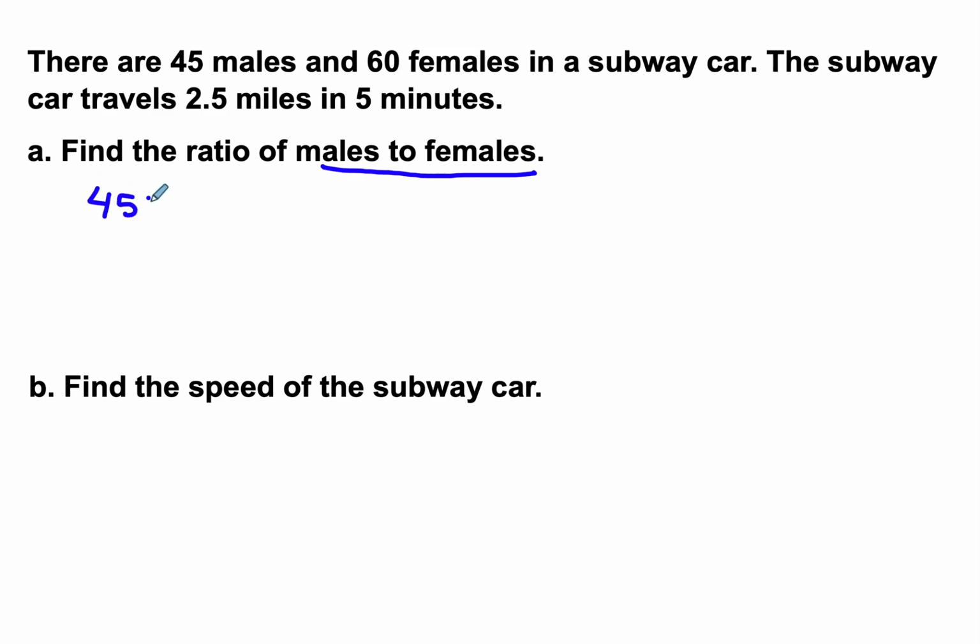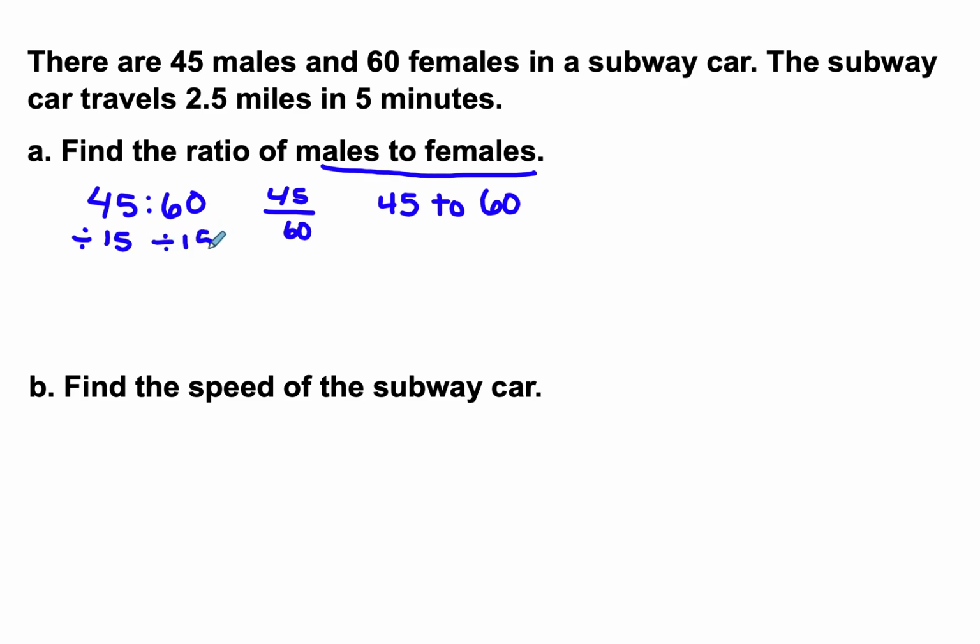to 60. And for ratios, there's actually 3 different ways to write it. You can write it 45 to 60 with a colon. You can write it with a fraction bar, 45 to 60. And then you can also write it with the word to, 45 to 60. All right, so no matter which way you write it, you think about it like a fraction and simplifying a fraction. So you are dividing on both sides by a common factor, just like if you were simplifying a fraction.